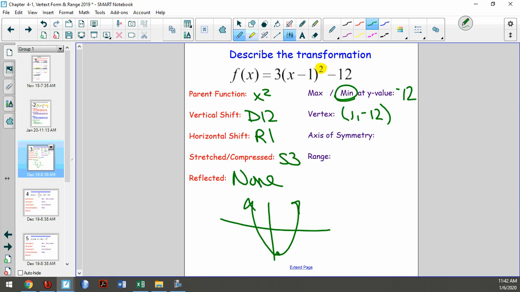Then my axis of symmetry is that vertical dotted line that you can fold this over. And that is going to go straight through the x value of our vertex. So that is going to be x equals 1. Do you remember that?